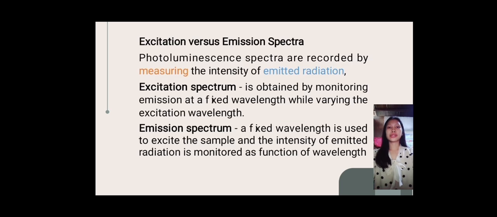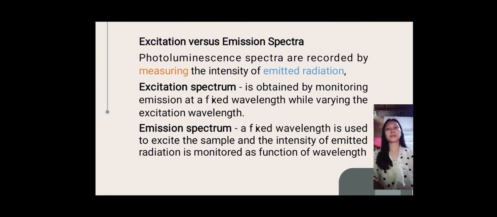Now, the excitation versus the emission spectra. Photoluminescent spectra are recorded by measuring the intensity of emitted radiation as a function of either the excitation wavelengths or the emission wavelengths. Here is the difference between the two spectra. The excitation spectrum is obtained by monitoring emissions at a fixed wavelength while varying the excitation wavelengths. For the emission spectrum, a fixed wavelength is used to excite the sample, and the intensity of emitted radiation is monitored as a function of wavelength.